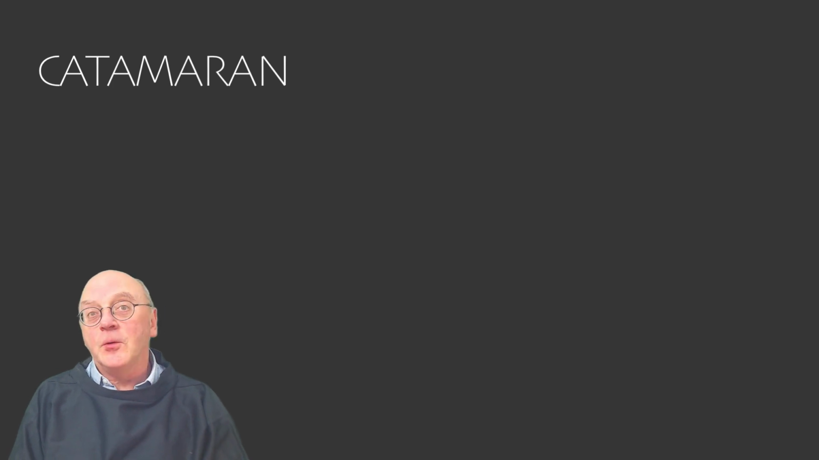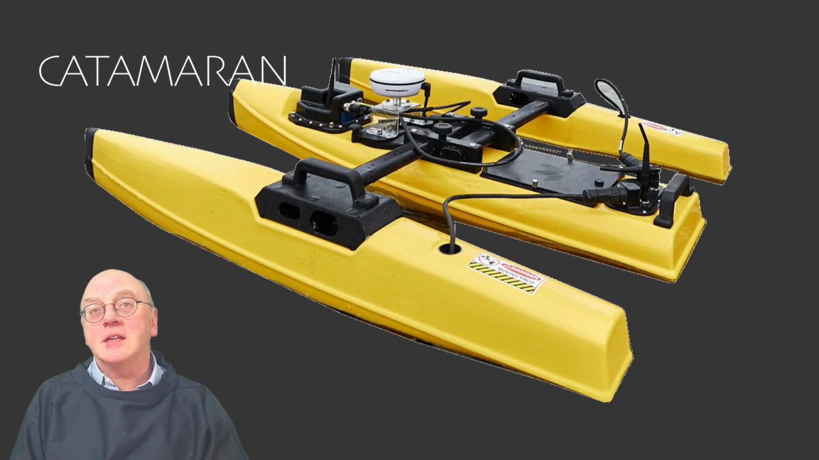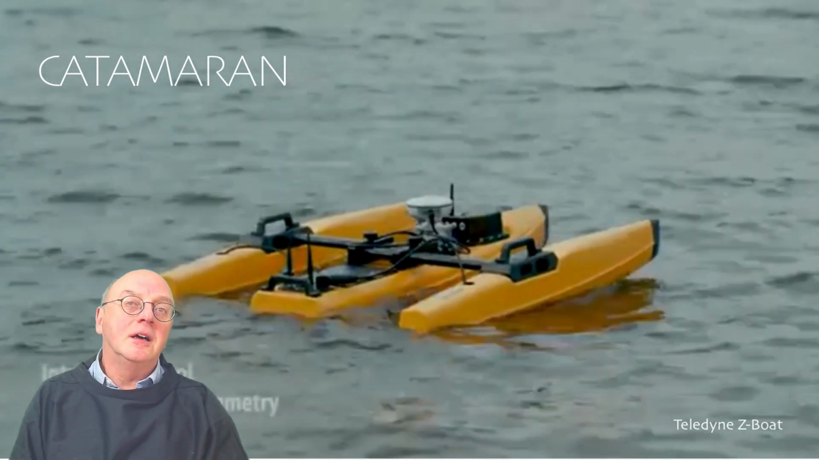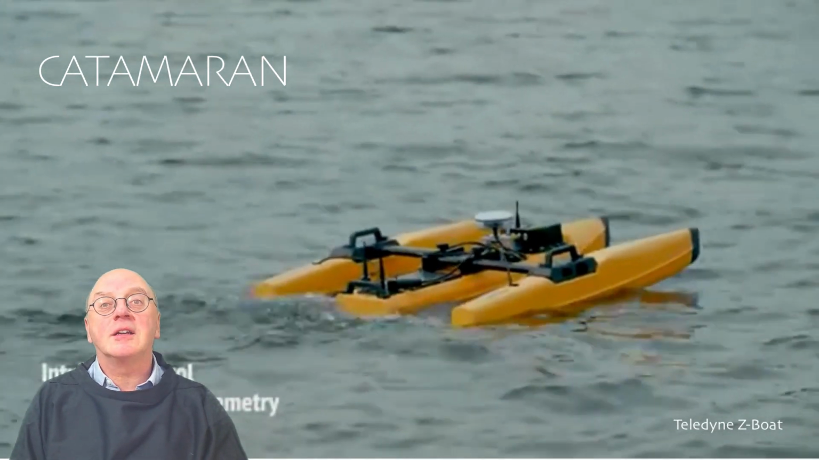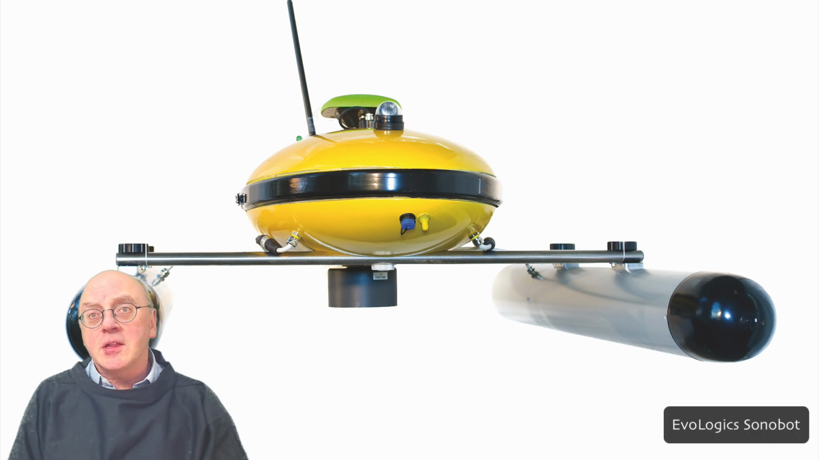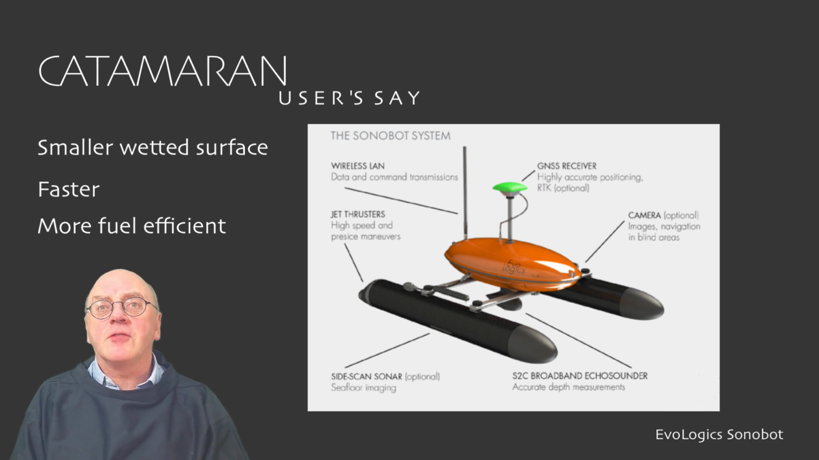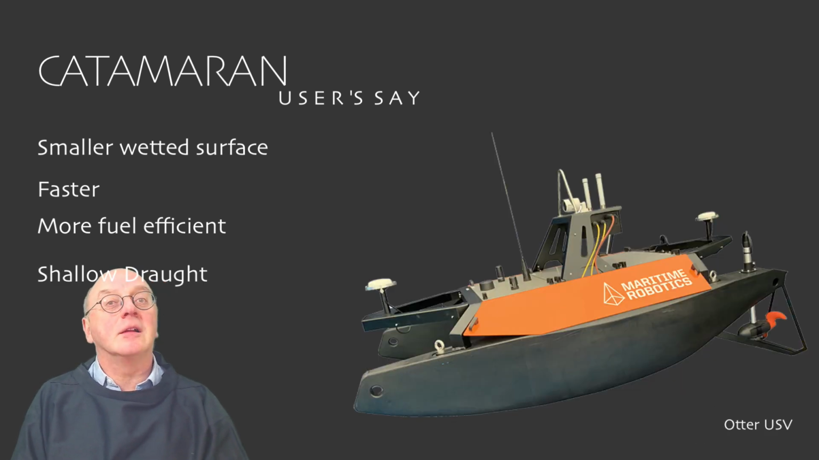In some, the width can be increased for additional stability. Some have three hulls, well, strictly speaking, a main hull and two outriggers on a sliding crossbar. Because of the smaller wetted surface, multi-hulls are faster, more fuel efficient, and because of the shallow drafts, they can go places where monohulls can't.